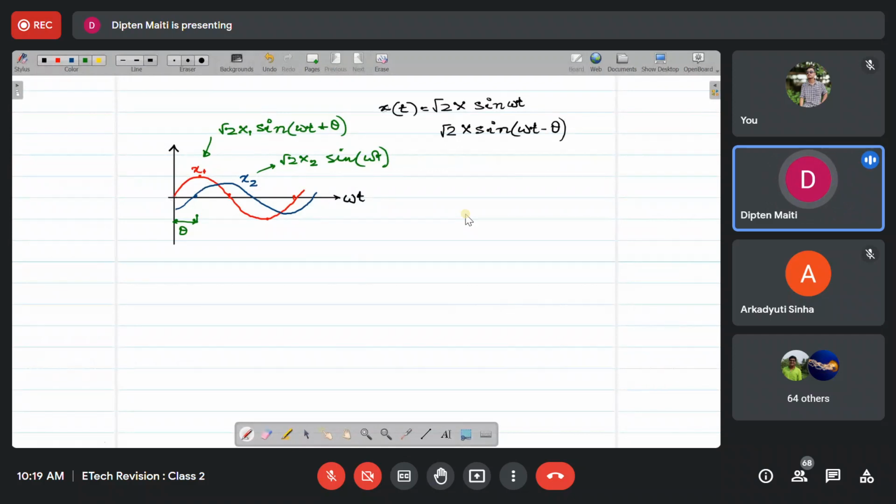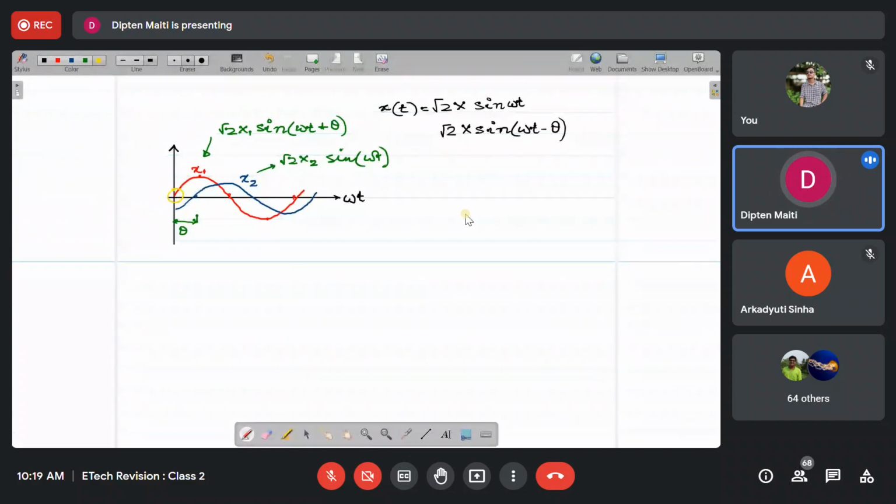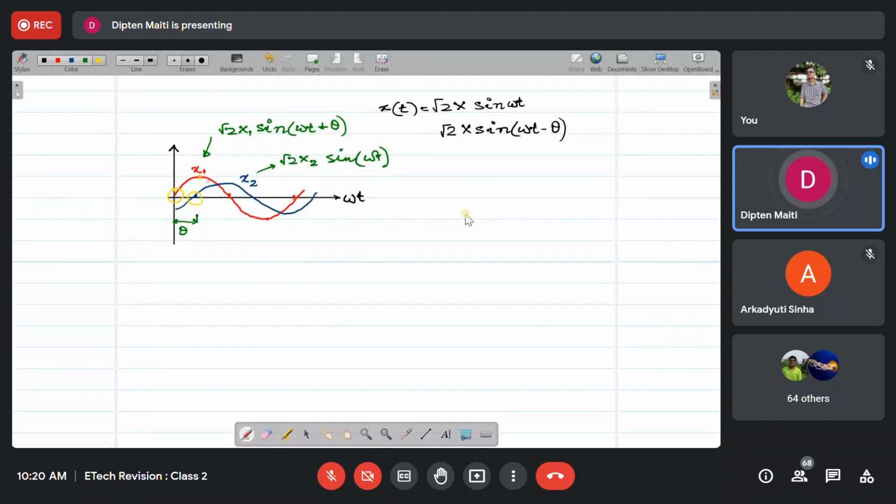Now, what is similar phase? Similar phase can be anything. Let's say you can consider the zero value, let's say this value. So X1 achieves zero at an earlier instant of time compared to the zero of X2. You can consider, let's say, a positive peak. So X1 achieves positive peak at an earlier instant of time.